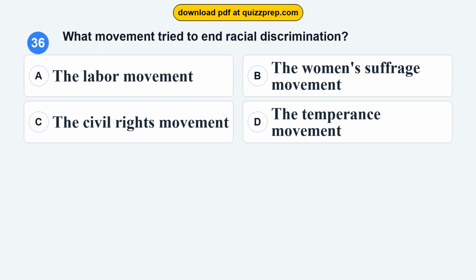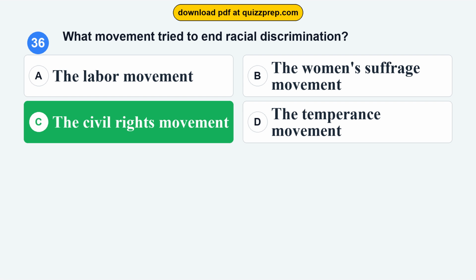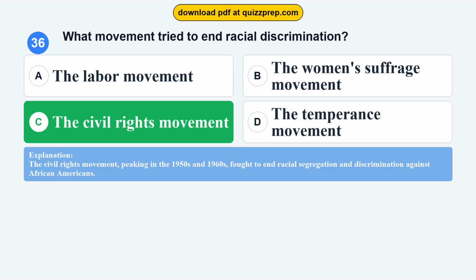Question 36. What movement tried to end racial discrimination? Option A, the labor movement. Option B, the women's suffrage movement. Option C, the civil rights movement. Option D, the temperance movement. The correct answer is option C, the civil rights movement. The civil rights movement, peaking in the 1950s and 1960s, fought to end racial segregation and discrimination against African Americans.